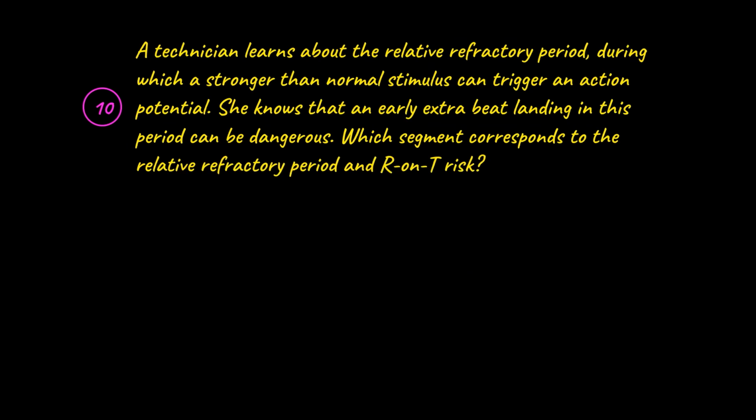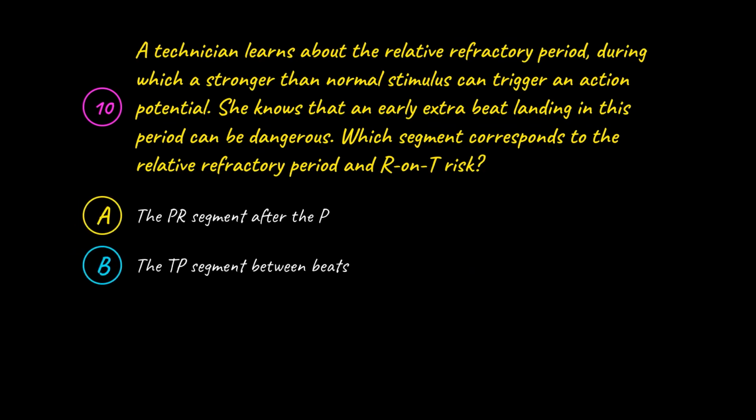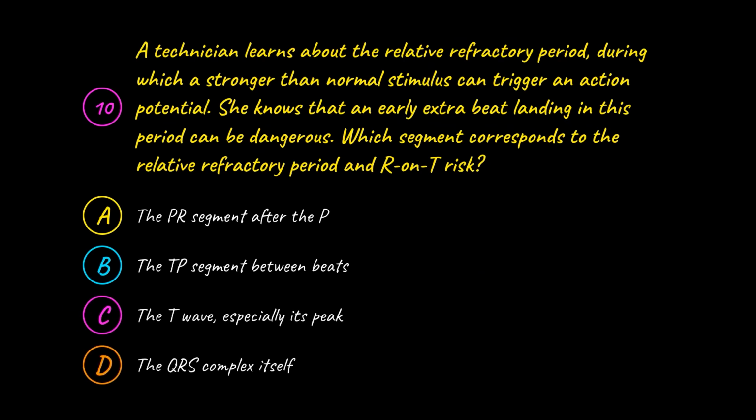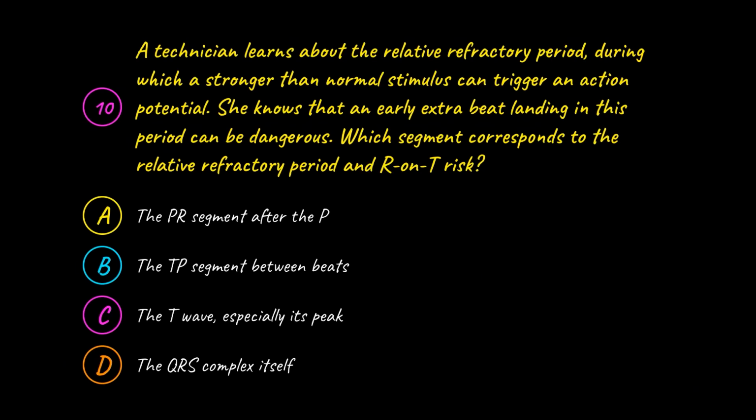Your options are A. The PR segment after the P. B. The TP segment between beats. C. The T wave, especially its peak. D. The QRS complex itself. Take a second. Which answer would you pick?